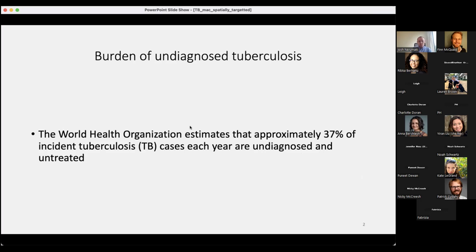I'll just give some brief motivational background. The WHO estimates that approximately 37% of incident tuberculosis cases each year go undiagnosed and untreated. And it's been proposed that a potential way to find these new cases, to prevent onward transmission as well, would be to conduct more active case finding interventions.